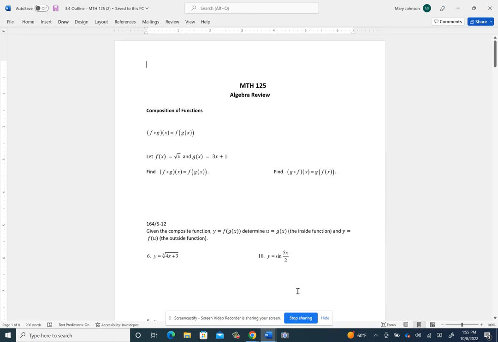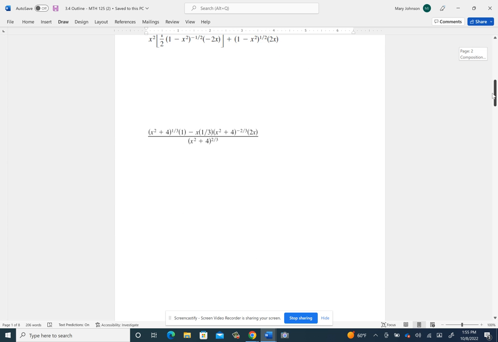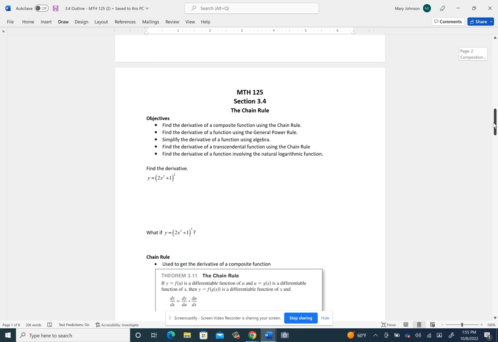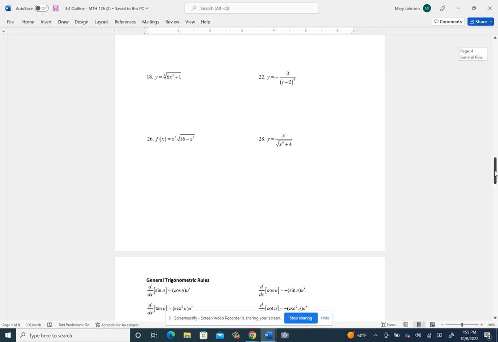All right, I'm going to do a video covering some of the problems from the 3-4 outline. Several of them we stopped before we completely simplified them. And then I'm also going to do a question from homework that I started but didn't finish as well. Okay, so I wanted to start with question number 26 from the 3-4 outline.